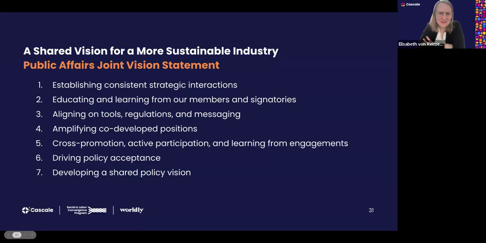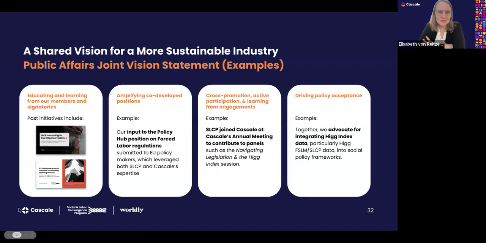Yes, what does it mean? The key initiatives include regular strategic touch points to align tools, regulations, messaging, educating signatories, and so on. Cross-participation, webinars, meetings, roundtable discussions, and to really work together. So these are a couple of examples of what it means in practice.